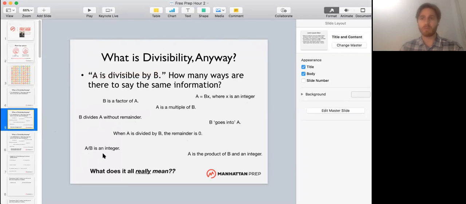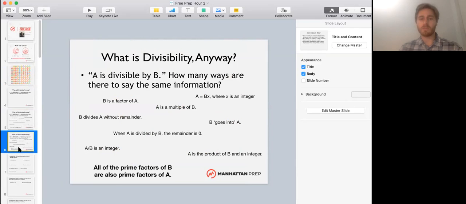So first off, realize that. And whenever they give you one of these coded languages, realize they're telling you the same thing. Now, what does divisibility really boil down to? Divisibility really means, if A is divisible by B, that all of the prime factors of B are also prime factors of A.